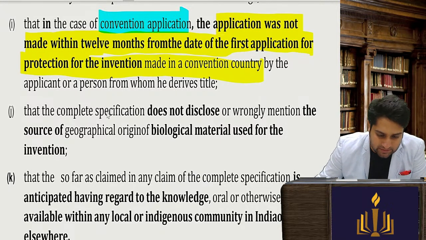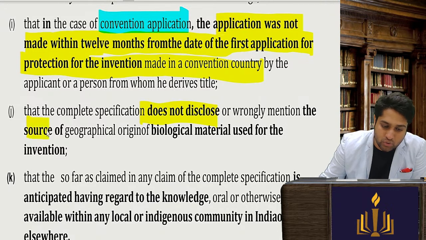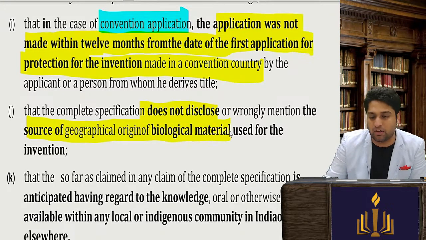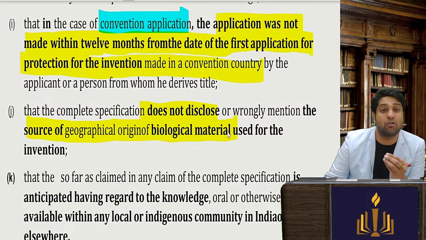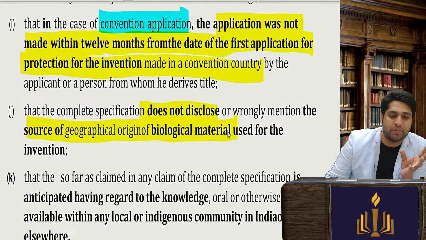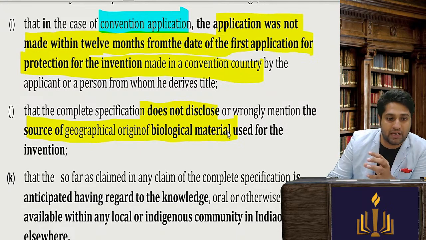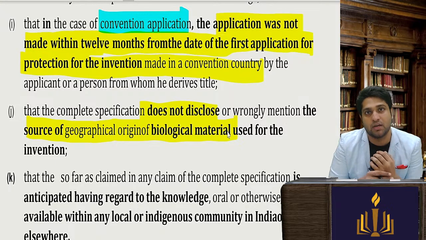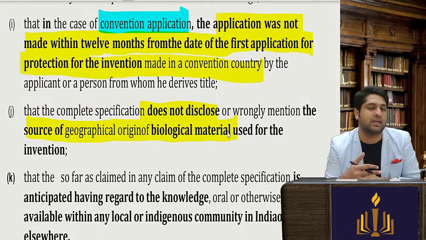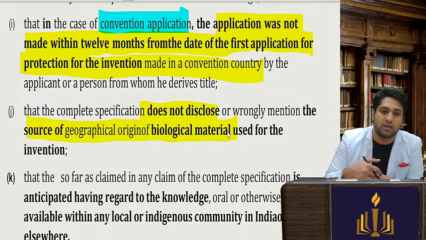The complete specification does not disclose the source of the geographical origin of the biological material. Again, we had seen that if there is some biological material, a sample copy has to be given, and where that sample copy can be inspected has to be given. So the sample has to be kept in a location. All of that has to be there, and we've seen it was as per the Budapest Convention.